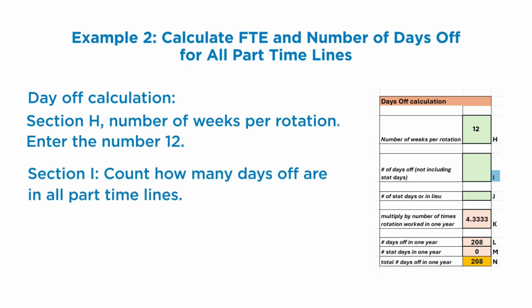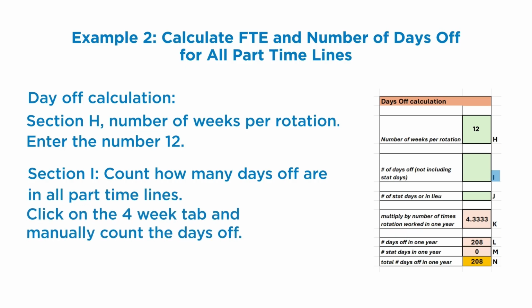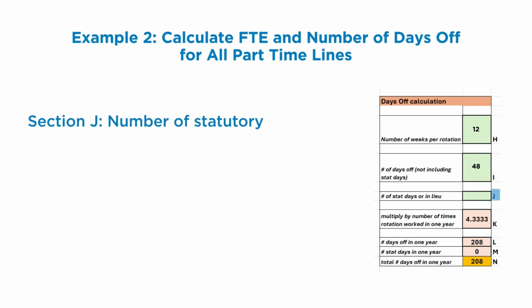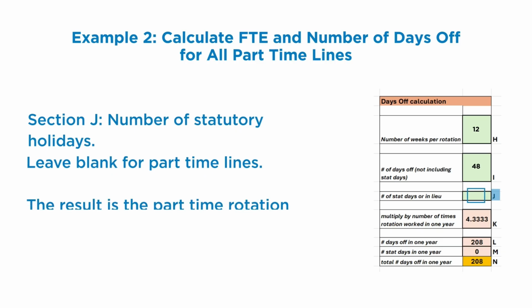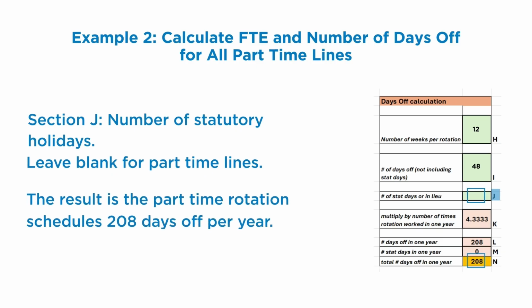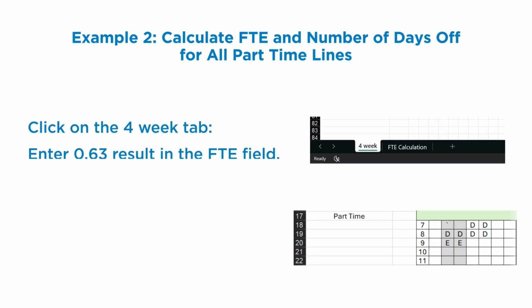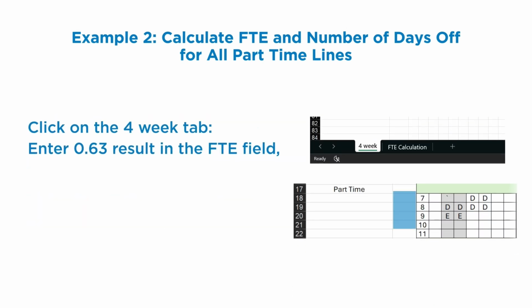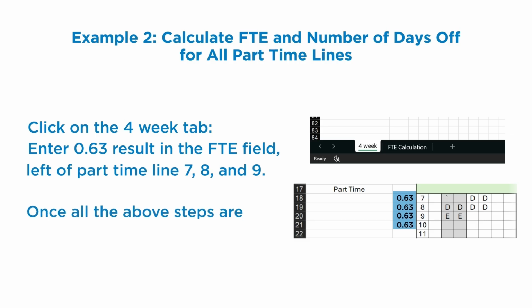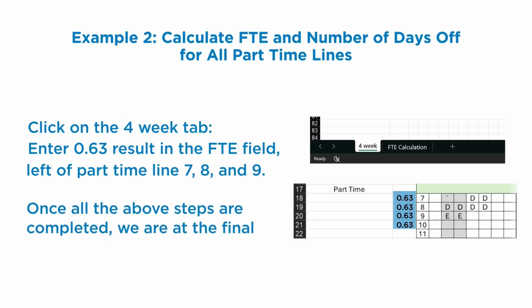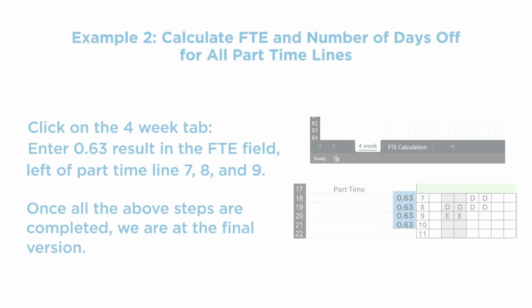Section I, count how many days off are in all part-time lines. Click on the 4-week tab, manually count the days off, enter the number 48. Section J, number of statutory holidays, leave blank for part-time lines. The result is the part-time rotation schedules 208 days off per year. Click on 4-week tab. Enter the 0.63 result in the FTE field left of the part-time line 7, 8, and 9. Once all the above steps are completed, we are at the final version.